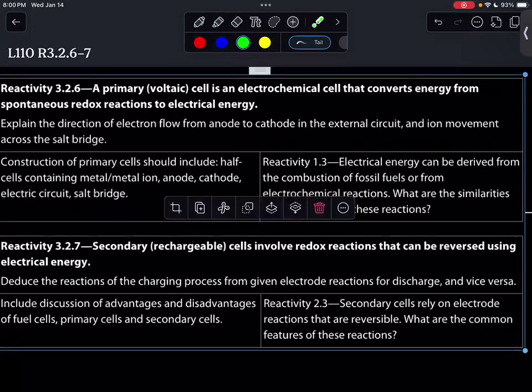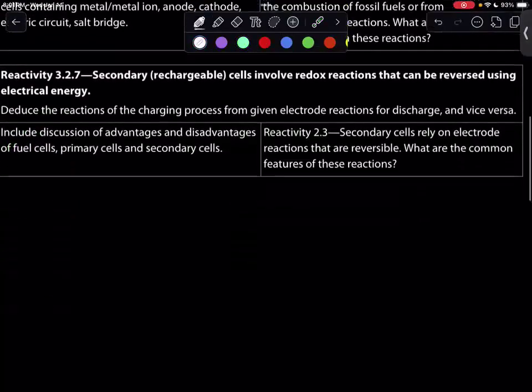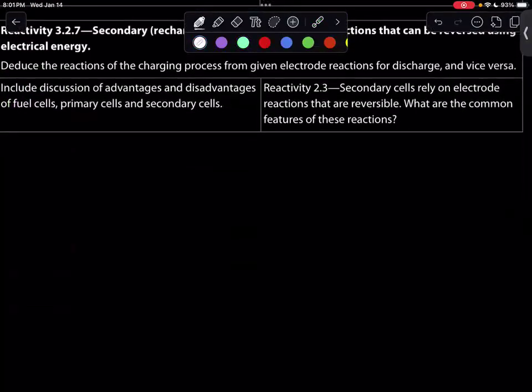With that, we're going to move on to 3.2.7, where we'll talk about secondary or rechargeable batteries, which involve redox reactions that can be reversed using electrical energy. We'll deduce the reactions of the charging process from the given electrode reactions for discharge and vice versa. Basically, we'll figure out the redox reactions for charging and discharging. We'll also end this unit on a little bit of fuel cells, which is something we covered way back in an earlier section. But with that said, let's jump right into our primary cells or a voltaic cell.